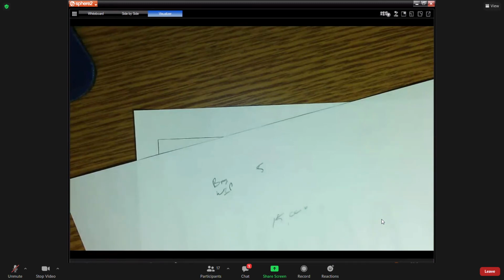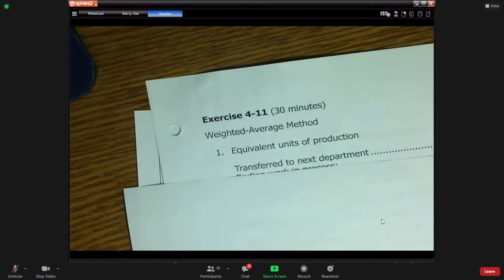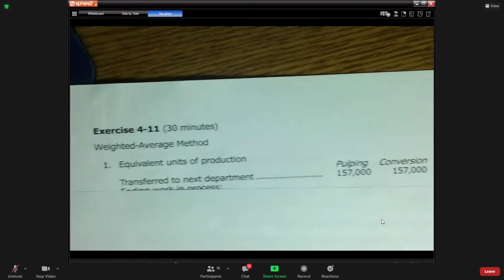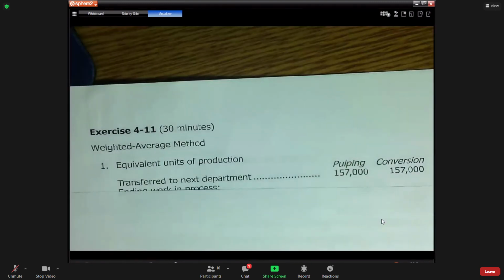Don't they tell us in 411? Units transferred to the next production department is how many units? It's given in that table. Do you see it? It's right in the middle. Do you see it? 157,000. How many did they transfer out? They transferred 157,000 units out. Guess what? They got to be transferred out at 100%, right? 100% of the direct material costs and the conversion costs.